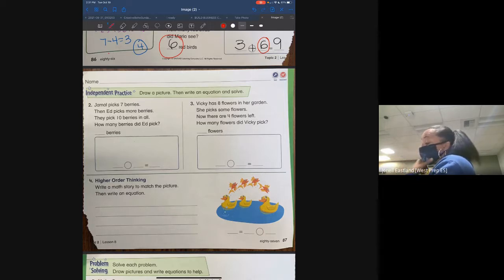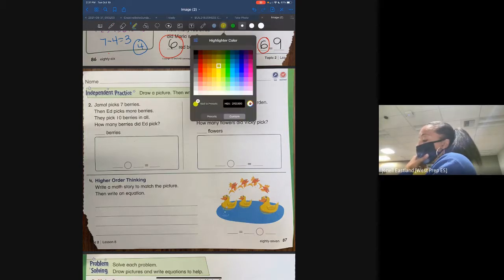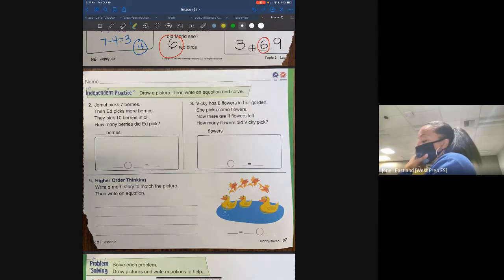So number 2 says, well, first let's talk about what the directions say. The directions tell us to draw a picture. So that means you cannot do it just in your brain. Then write an equation and solve. So you have to have a picture and a number sentence to get it correct. Jamal picks 7 berries, then Ed picks more berries. They picked 10 berries in all. How many berries did Ed pick?